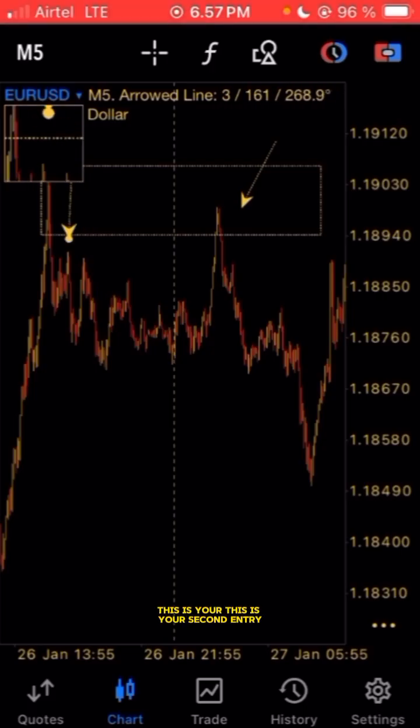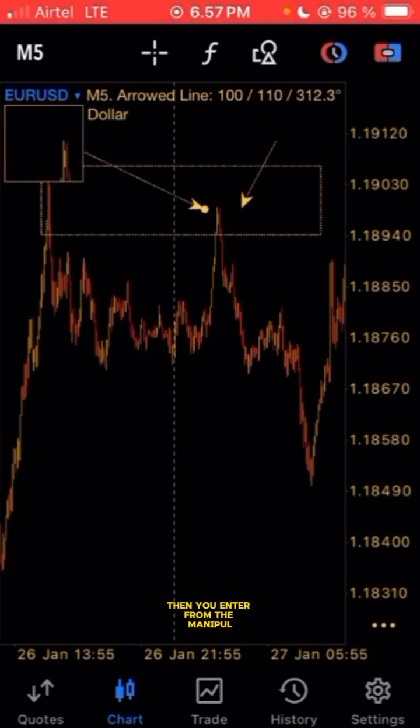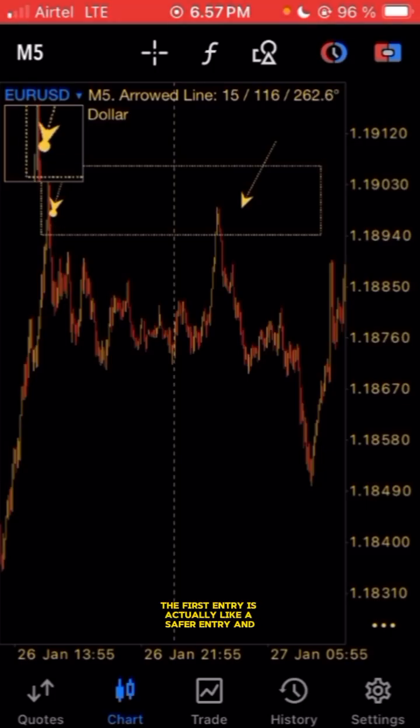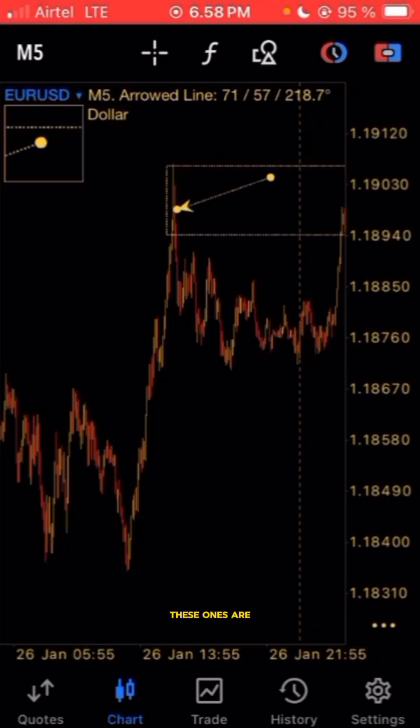The second type of entry is the one you enter from this particular place. This is your second entry. The first entry is when the market has already produced your manipulation level, then you enter from the manipulative candlestick pattern. That's the first entry. The first entry is actually a safer and more conservative entry. It's a beginner type of entry. You are just starting out in the APA concept and you are scared of some entries, so that's for that. The second type of entry is for the aggressive traders. These ones are the professionals.